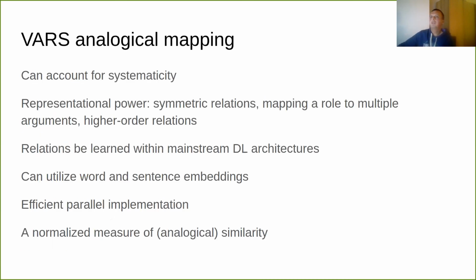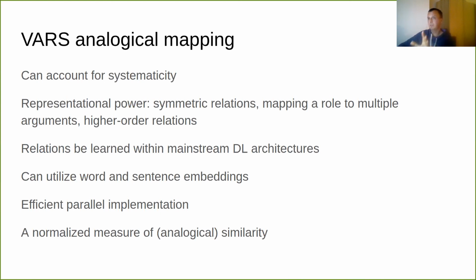So let me just summarize what I said so far. This approach to analogical mapping, I think, is very promising. First of all, it can account for systematicity, which is really important. That's the hallmark of analogy making. So it's sensitive to relational structure and to higher order relational constraints, and it can integrate bindings in different relations.